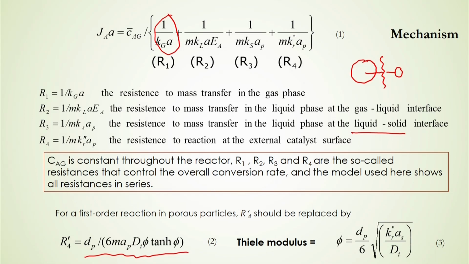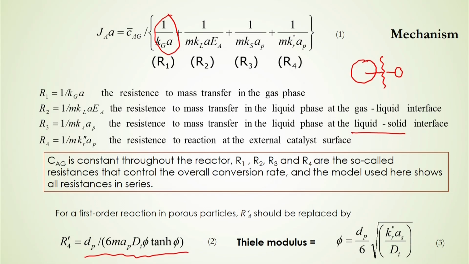So, in this case for a first order reaction you will see that this R4, this resistance, will be represented in terms of particle diameter and Thiele modulus. So, from this I think you will be able to know the rate of mass transfer, and what extent of mass transfer in the fluidized bed for the 3 phase system is going on.